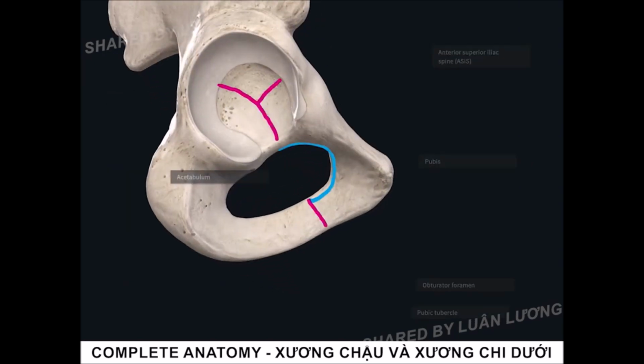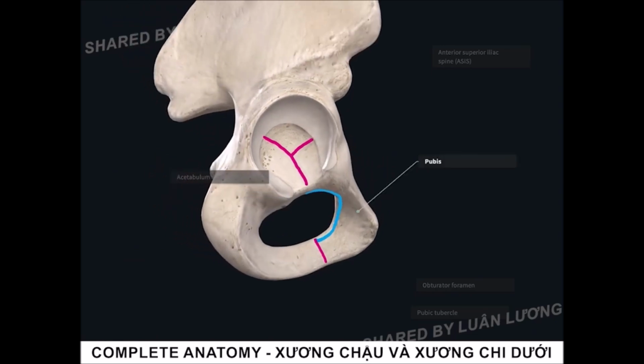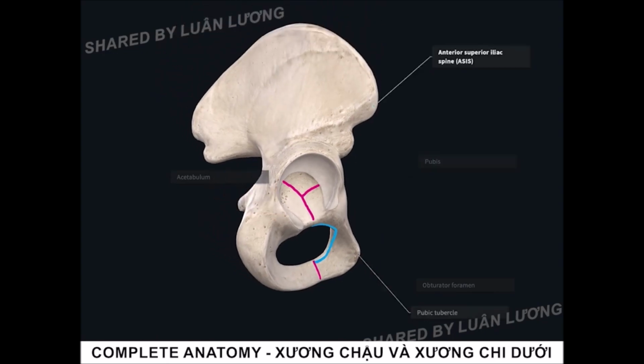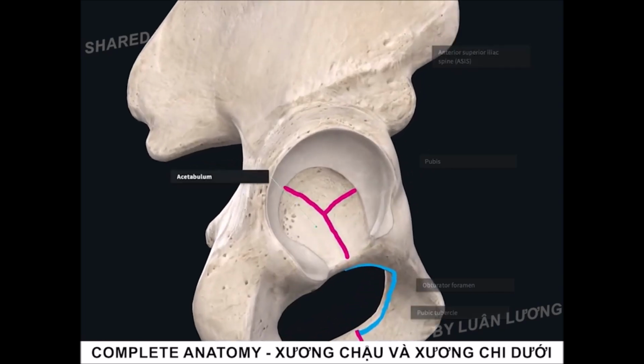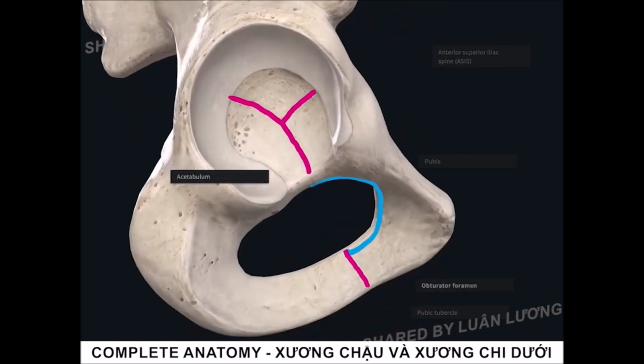Let's now take a closer look at the pubis, the most anterior of these three bones. If we were to put the hip in anatomical position, we would see that the anterior superior iliac spine is in a straight line with a portion of the pubic bone, or the pubis, known as the pubic tubercle. We see that the pubis is going to form the anterior aspect of the acetabulum, and it's also going to start to enclose a true hole through the hip, known as the obturator foramen.